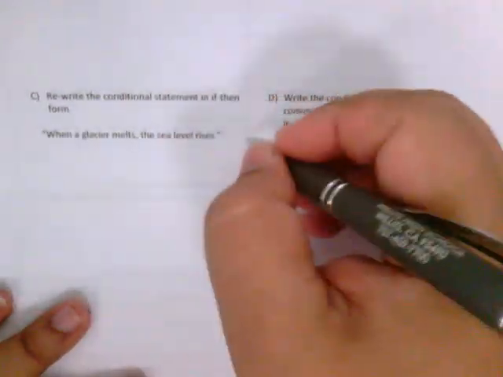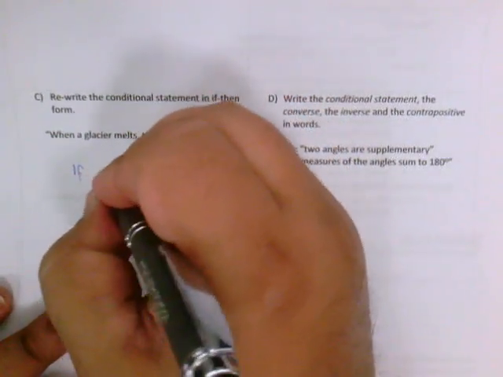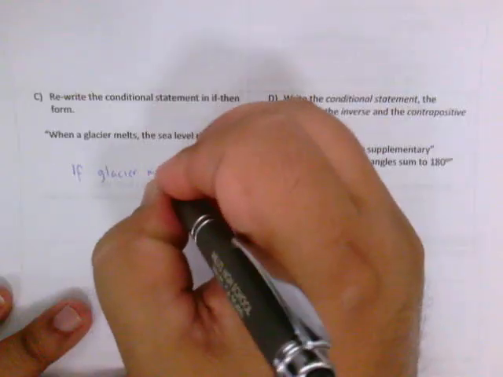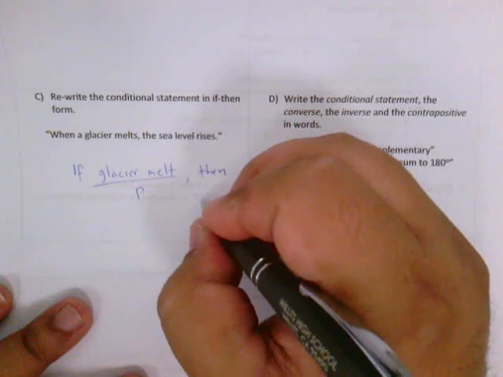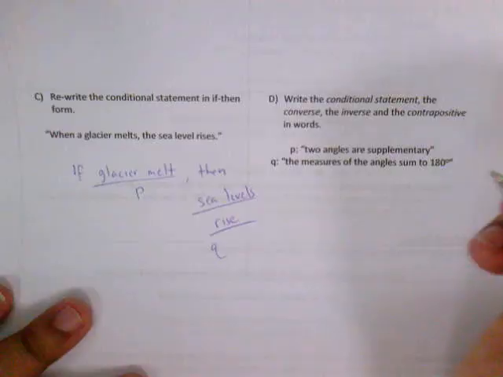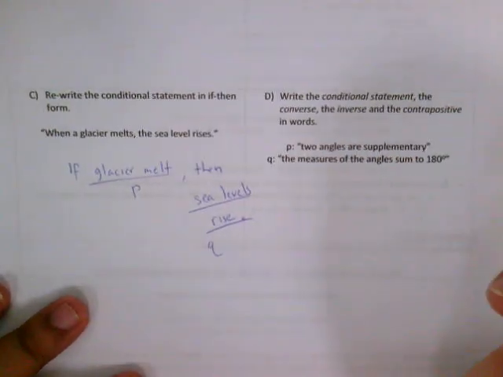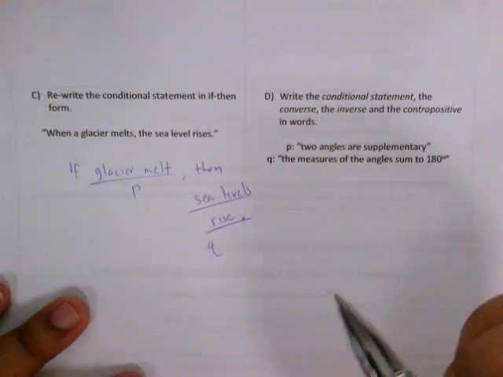Here's another one. Rewrite the conditional statement in if-then form. When glaciers melt, the sea levels rise. Okay, so that's a statement, and I'm going to rewrite it: if, and then my P, if glaciers melt, that's my P, then sea levels rise. And that's my Q. That's how we do that. We just took the same statement, but we made an if-then statement for it.